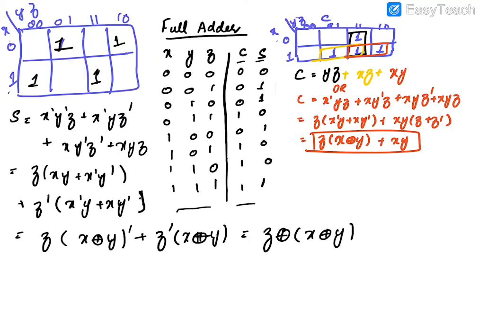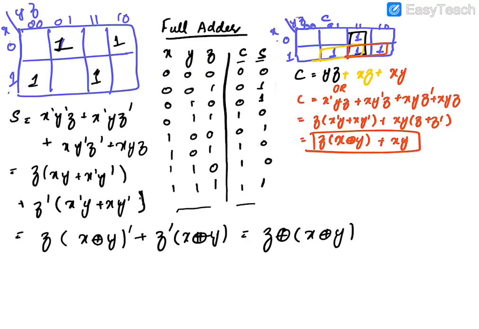For 0 plus 0 plus 0, the sum is 0 and the carry output is 0. 0 plus 0 plus 1, sum is 1, carry is 0. 0 plus 1 plus 0, sum is 1, carry output is 0. For 0 plus 1 plus 1, that is basically 2 or 1 0, so in this case the sum is 0 and the carry output is 1. 1 plus 0 plus 0, sum is 1 and carry is 0. 1 plus 0 plus 1, sum is 0 and carry output is 1.